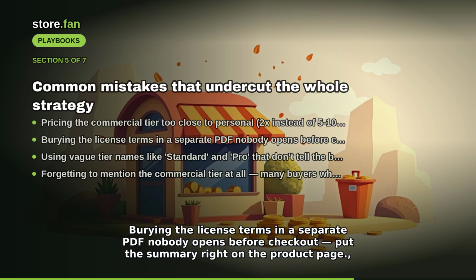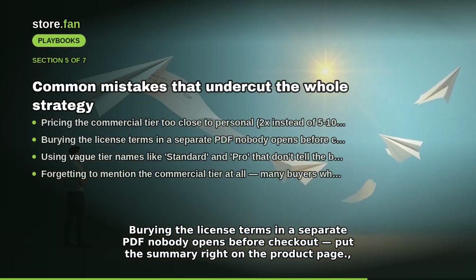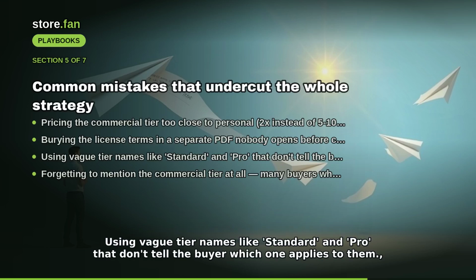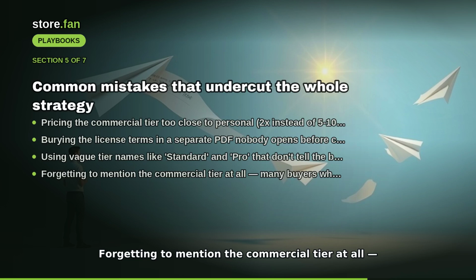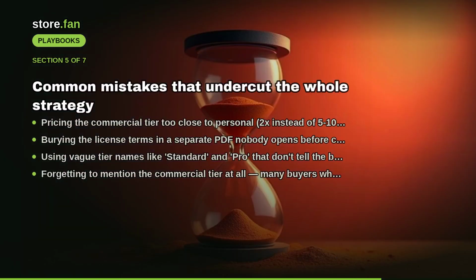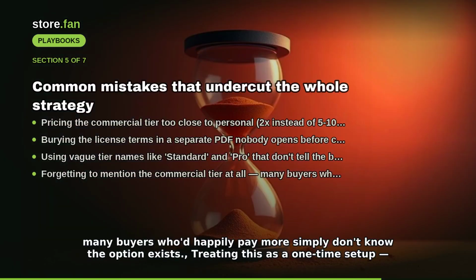Burying the license terms in a separate PDF nobody opens before checkout. Put the summary right on the product page. Using vague tier names like Standard and Pro that don't tell the buyer which one applies to them. Forgetting to mention the commercial tier at all. Many buyers who'd happily pay more simply don't know the option exists.